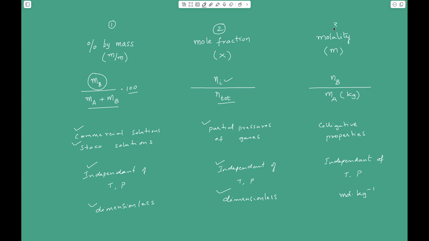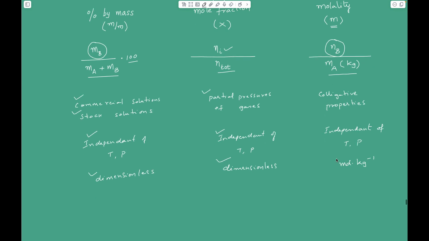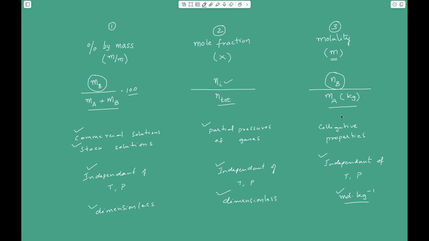The third one that we discussed was molality, and it is denoted by the letter small m, and this tells the number of moles of solute present in 1 kilogram of the solvent. Here Nb is the number of moles of solute, Ma is the mass of the solvent in kilograms. So it has the unit mole per kilogram. It is also independent of temperature and pressure, and it is used in the study of colligative properties of solutions.